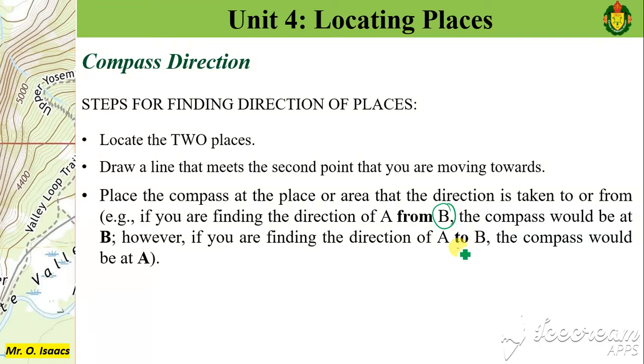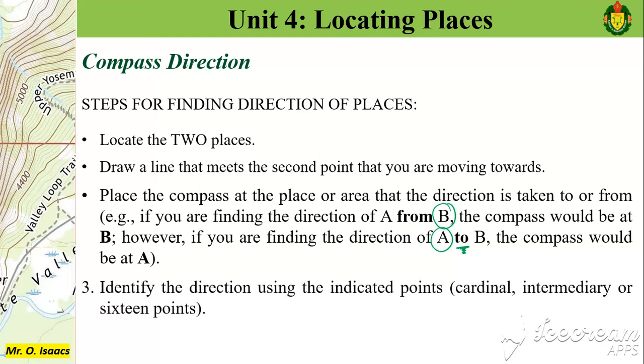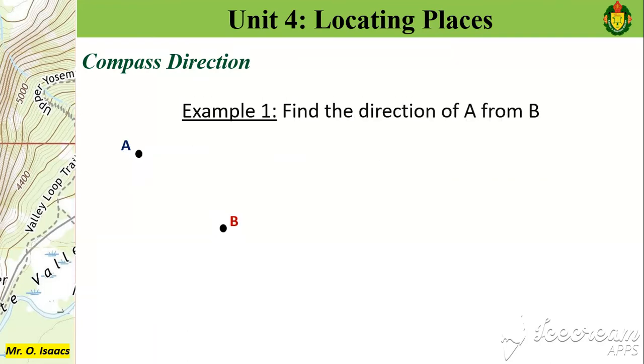If it says to, that would be the opposite. So instead of looking at the second place, you're going to be focusing on the first place. So that's the principle. Once it says find the direction from, you place the compass at the second point. If it says to, then you place it at the first point, after which you determine your point, whether it's northeast, southeast, and so on.